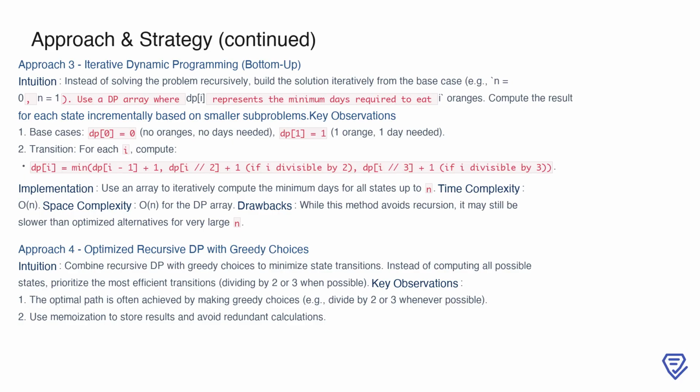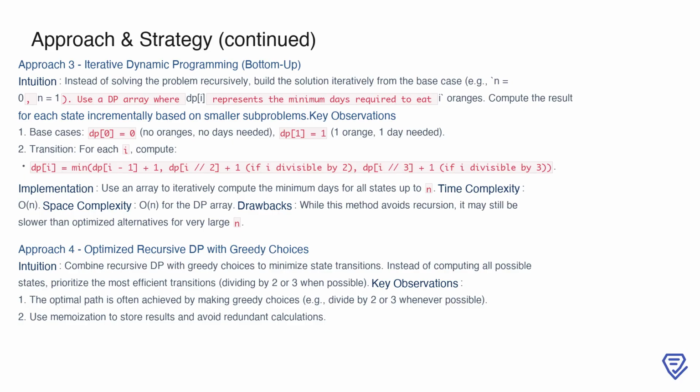For instance, when n equals 0, no days are needed, so dp[0] is 0. Similarly, when n equals 1, only one day is needed, so dp[1] is 1. The transition function then computes the minimum number of days for each state incrementally based on smaller subproblems. For a given i, the result is determined by taking the minimum of the three possibilities: subtracting 1, dividing by 2 if divisible, or dividing by 3 if divisible. This approach has a time complexity of O(n) and a space complexity of O(n) due to the dp array.